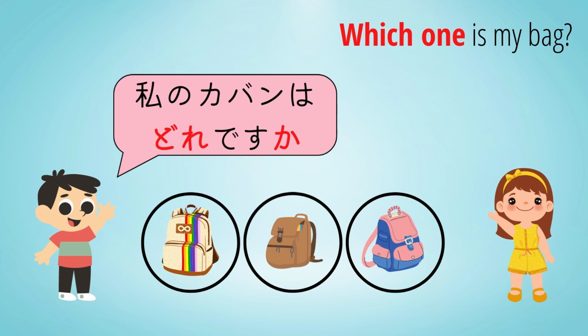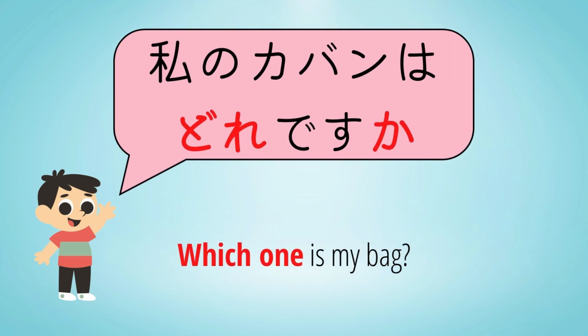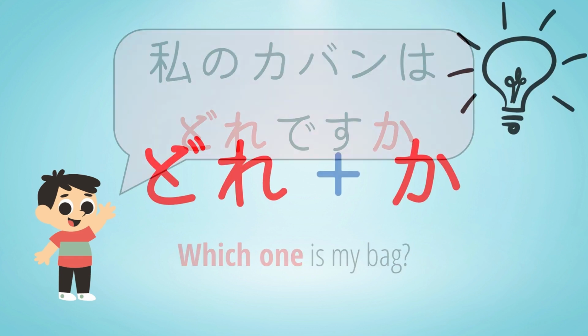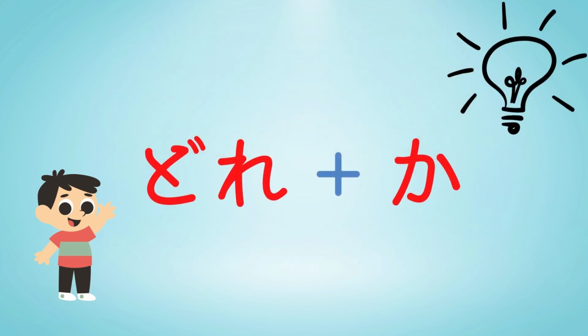The last one is, if there are two or more bags around the boy and the girl, and he wants to ask which one is his. He will say, 私のカバンは、どれですか？ which is equivalent to, which one is my bag? This interrogative word will be paired with the ka as the question mark. Did you get the point?